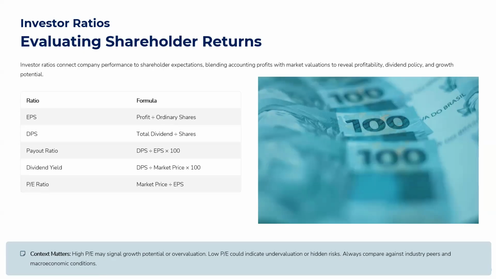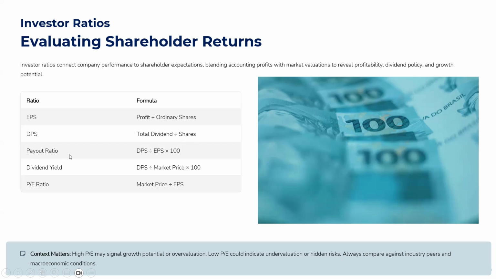Now we have different ratios for investors. We have the EPS, which is earnings per share. The accounting standard for that is IAS 33. As the name implies, earnings is your profit attributable to your shareholders, most likely profit after tax. Your EPS is profit after tax divided by ordinary shares. Then your dividend per share is the total dividend divided by the shares.